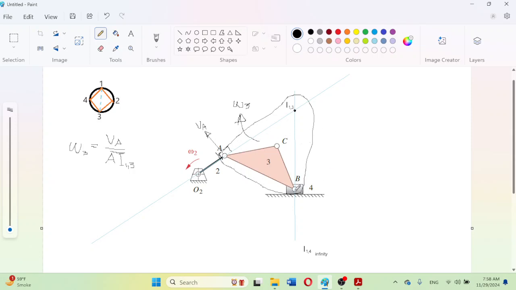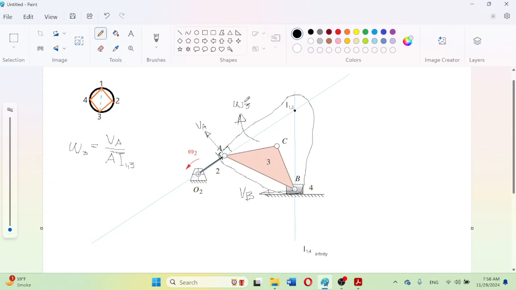So that means for this instant center B, the velocity VB will also be perpendicular to this radius B I1,3. So its direction will be exactly horizontal. So this will actually be the velocity VB, because this will be the radius for velocity VB.